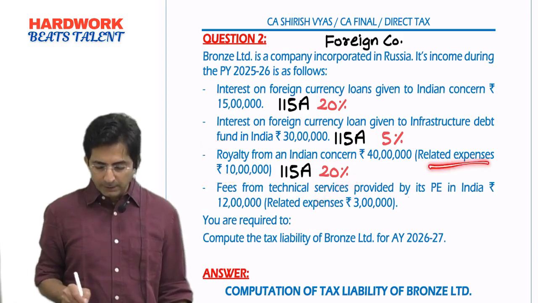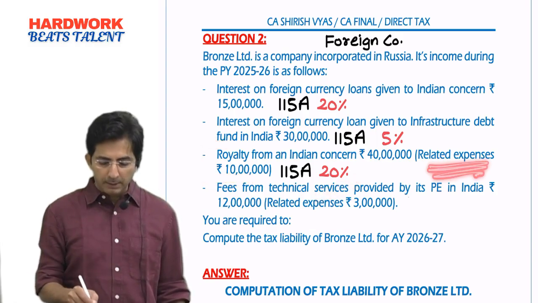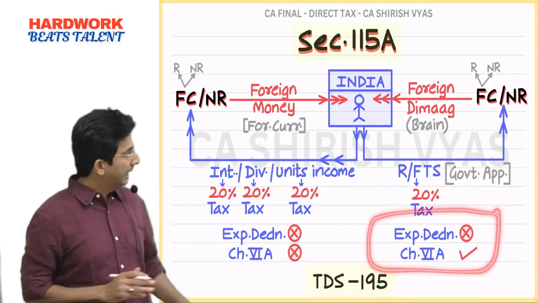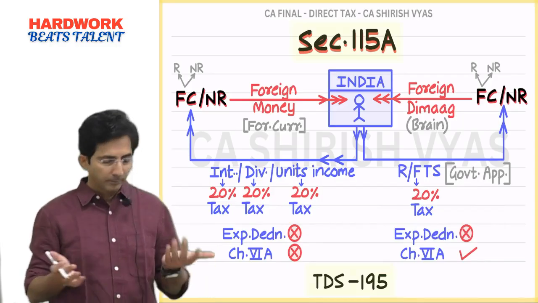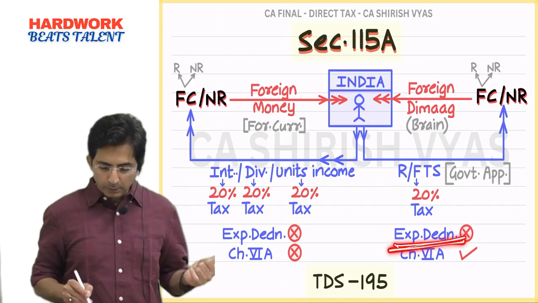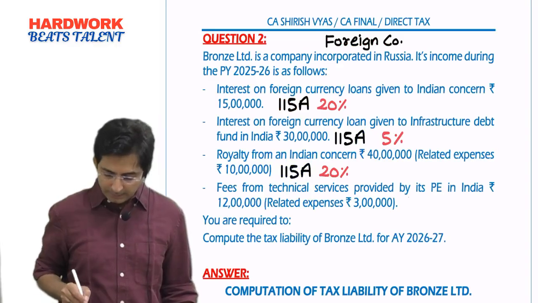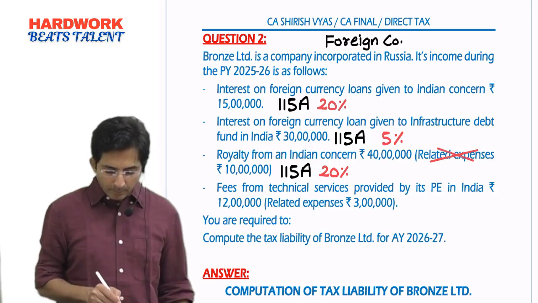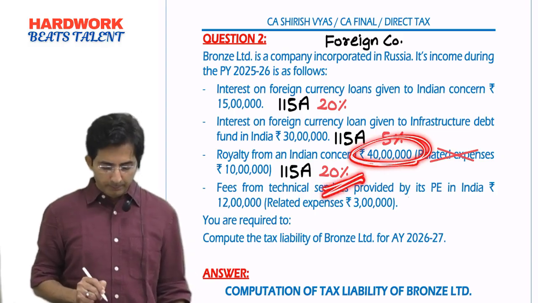And what about the expenditure? Generally you deduct expenditure from the income, but here expenditure deduction is not allowed. Everything I explained, in sums we are just seeing the application. So expenditure deduction not allowed, so I will ignore the expense. I will put a cross mark here. Ignore the expense, and on the full 40 lakhs royalty, tax will be 20%.